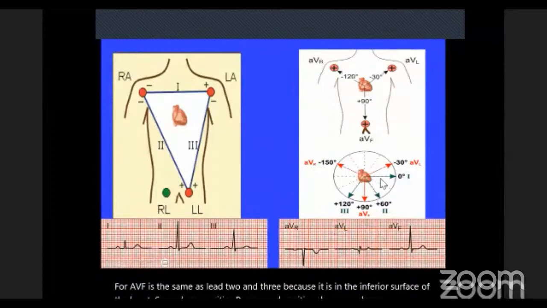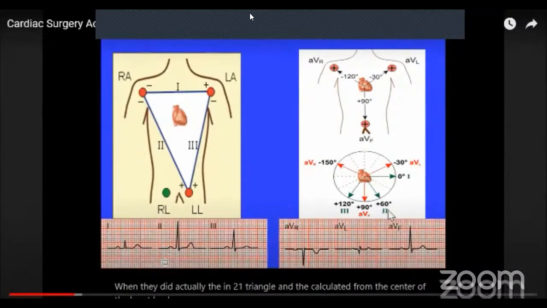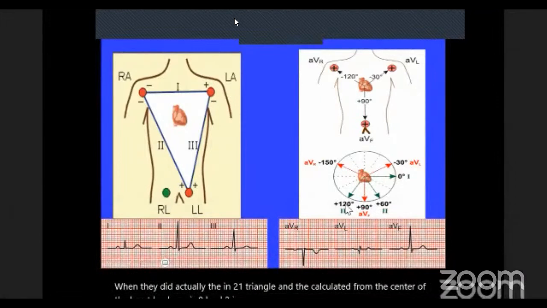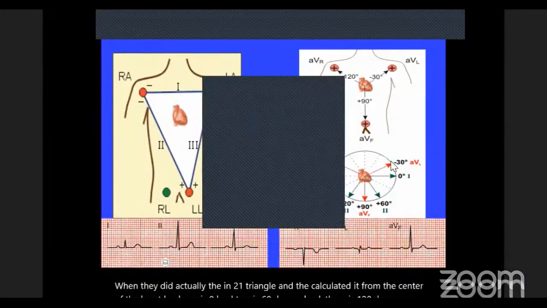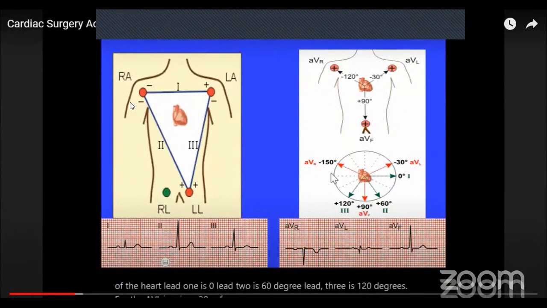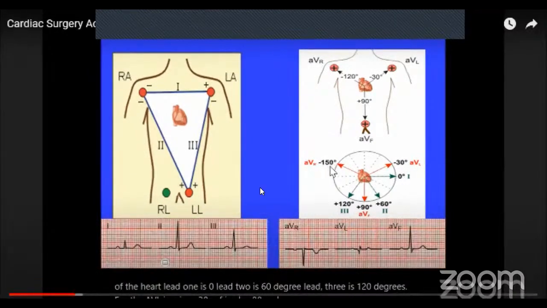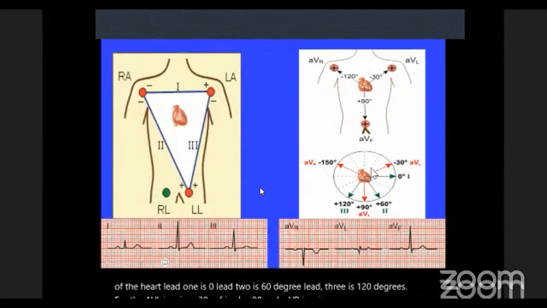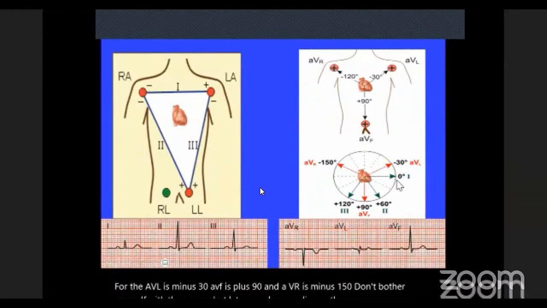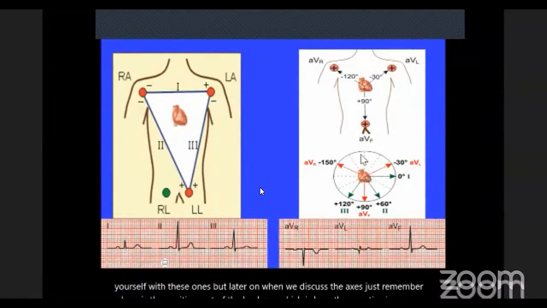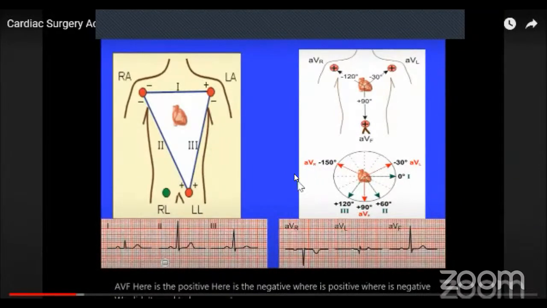When they did the Einthoven triangle and calculated it from the center of the heart, lead 1 is 0, lead 2 is 60 degrees, lead 3 is 120 degrees. For AVL it is minus 30, AVF is plus 90, and AVR is minus 150. Don't bother yourself with these, but later on when we discuss the axis, just remember where the positive part of lead 1 is, which is here, and the negative is here. For AVF, here is the positive, here is the negative. Where is positive, where is negative? We don't need to know exact degrees to calculate the axis.